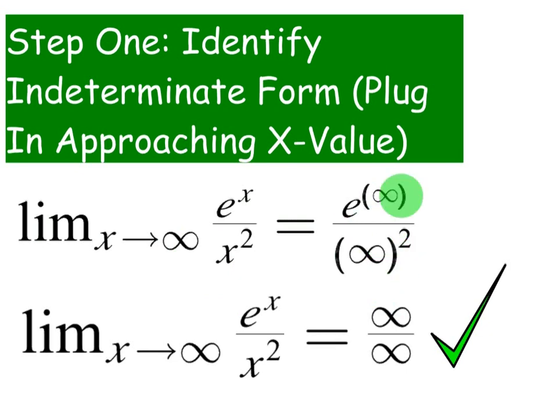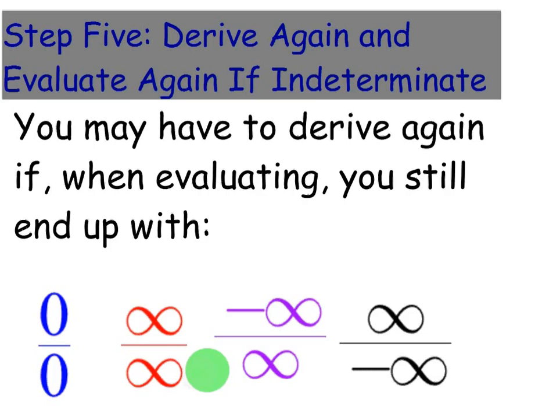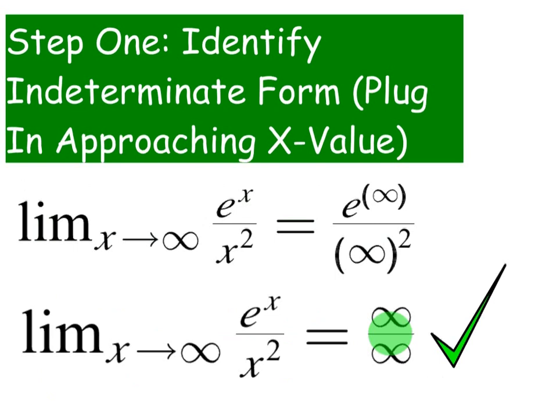But anyways, e to the infinity is going to be infinity, right? It's e to a really, really big number, and that's going to make it even bigger. Also, infinity squared is going to give you infinity back. So this just simplifies to infinity over infinity. And like we talked about before, if you get one of these four indeterminate forms, you know you're going to use L'Hopital's rule. So here we go.